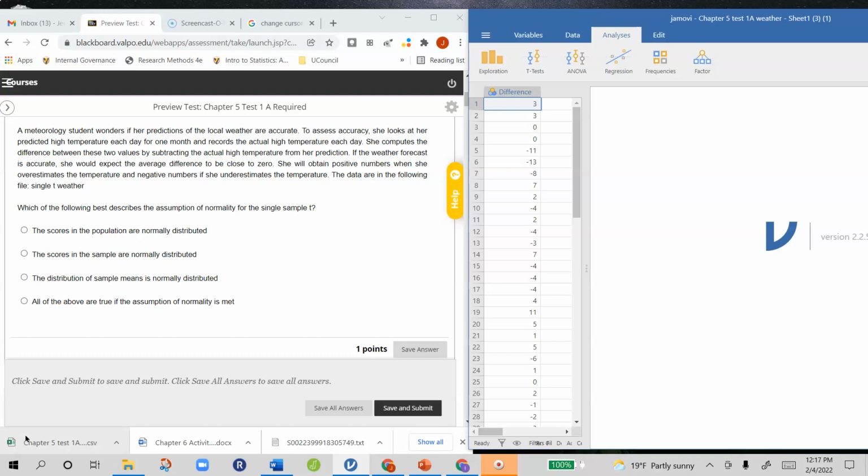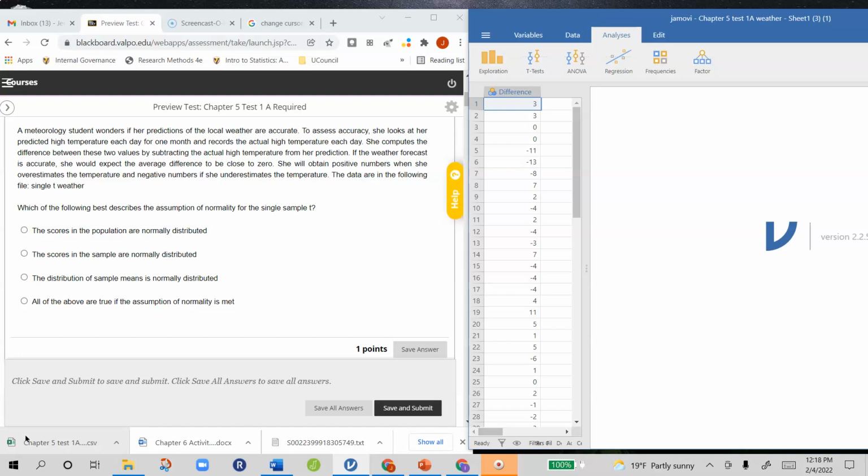In this first example, we're looking at a meteorology student who wonders if her predictions of the local weather are accurate. To assess accuracy, she looks at her predicted high temperature each day for 1 month and records the actual temperature each day. She then computes the difference between these two values by subtracting the actual temperature from her prediction. So if her weather forecast is accurate, she would expect the average difference to be close to 0. She'll get positive numbers when she overestimates the temperature and negative numbers if she underestimates the temperature.